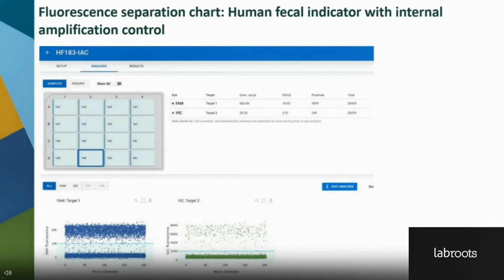We applied this assay in the AbsoluteQ system successfully, and here is the separation chart. We used the FAM to quantify the fecal contamination level, and the VIC, which is the green dots here, to identify the inhibition level. The internal amplification control plasmid is spiked in the reagent mix. So if the samples are not inhibited, the VIC quantifications should be similar to NTC. In this way, we can get both absolute quantification results of fecal contamination and the inhibition at the same time.